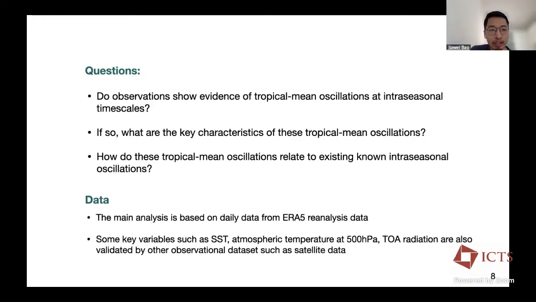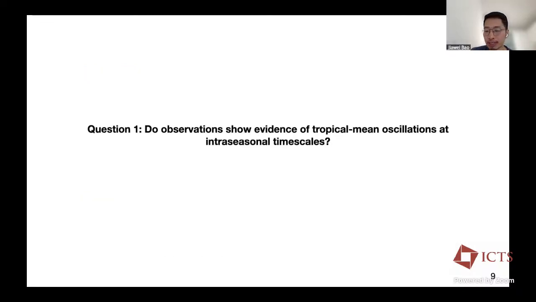To answer these questions, I'm going to analyze the reanalysis data from ERA5, which forms the main analysis here. But some of the key variables, such as the sea surface temperature, the atmospheric temperature at 500 hectopascal, and the top of atmosphere radiation, are also validated by observational data, such as satellite data. Okay, so let's come to the results.